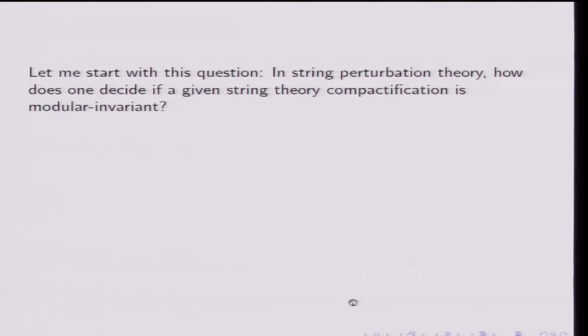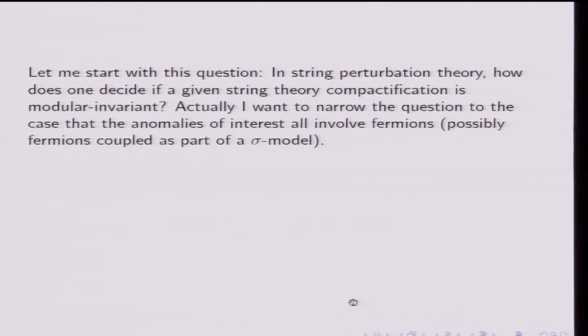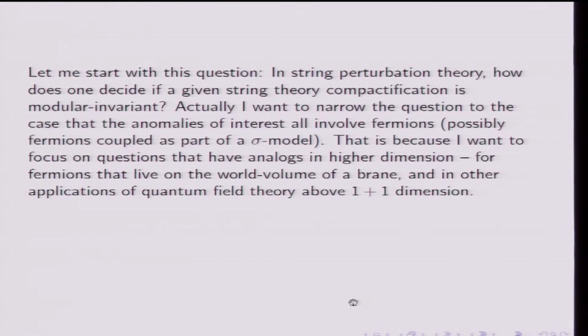I'm going to start with this question. In string perturbation theory, how does one decide if a given string theory compactification is modular invariant? I want to narrow the question to the case that the anomalies of interest all involve fermions, maybe fermions possibly coupled to a sigma model, because I'm interested in questions that have analogs in higher dimension for fermions that live on branes, for instance, or for other applications of quantum field theory.